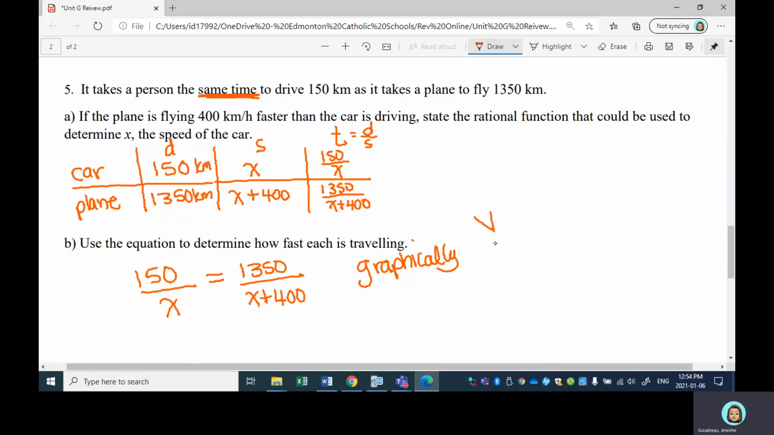So what I'm going to do is into y1, I'm going to put the left side of the equation. Into y2, I'm going to put the right side of the equation. And what I'm going to do then is look for the intersection point. And more specifically, I'm going to look at the x value of the intersection point. When we solve graphically, we only worry about the x coordinate.